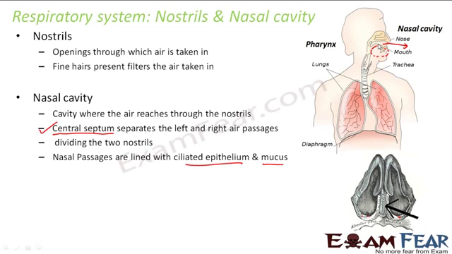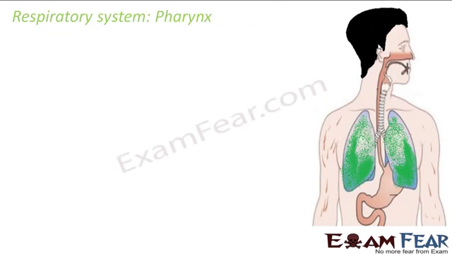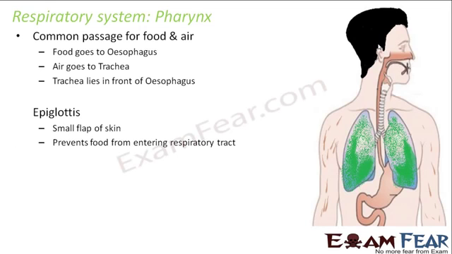What is their function? Okay, now air enters through nostrils, gets warmed and moistened at the nasal cavity. So nostrils are used only for entry of air, and the nasal cavity warms the air and moistens the air with the help of mucus. Then the next part is the pharynx. I have talked about the pharynx before also. It is a common passage for food and air.